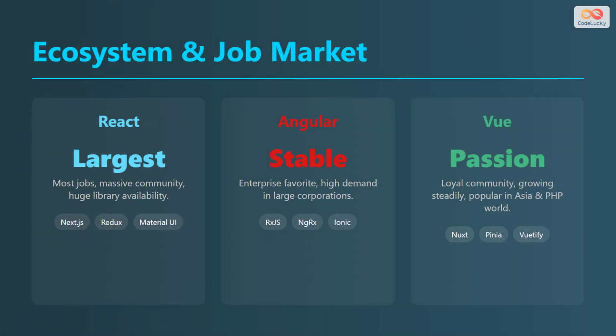If you are looking for a job, React is currently the king. It has the largest ecosystem and the most job openings globally. Angular holds a very strong position in the enterprise and corporate world. Vue has a passionate community and is extremely popular in the PHP ecosystem and in Asian markets, though it has fewer corporate job listings compared to the other two.